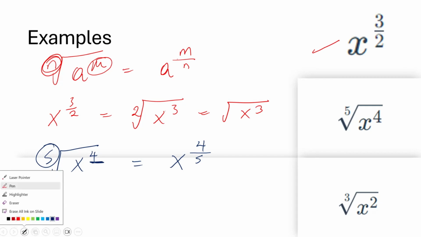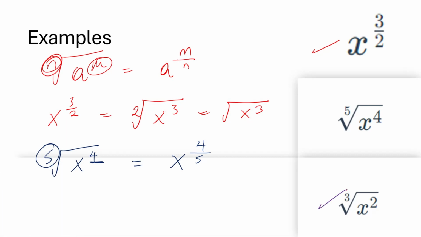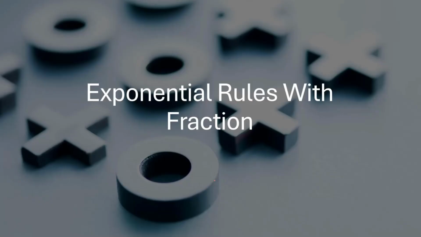Now let's switch my colors again. Let's this time use purple. For the third example, we have the same situation. Here, we're going to have the cube root of x squared. To switch, notice again, I'm going to have x. I'm going to put the 3 that is in my root in my denominator for my exponent. So that's going to be 3. And the 2 right here is going to be in my numerator. So that is how I handle exponential rules with fractions.